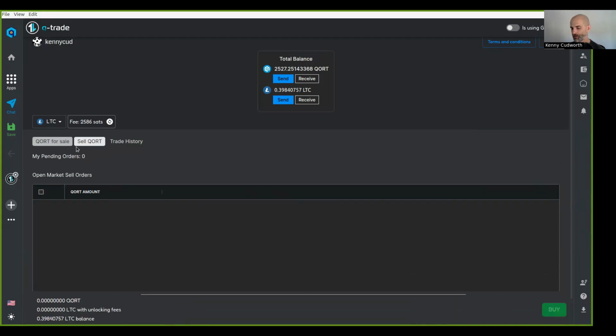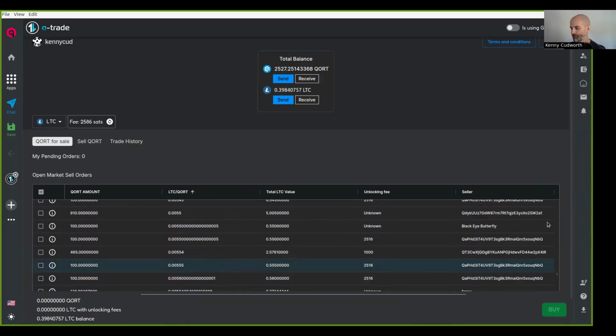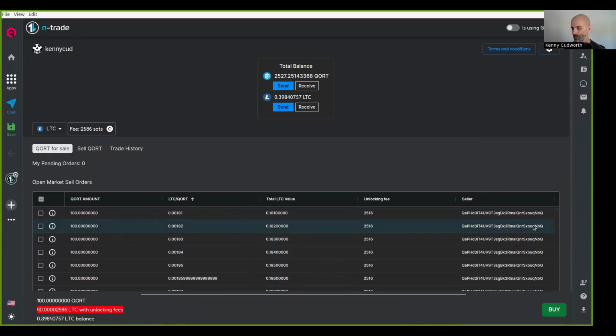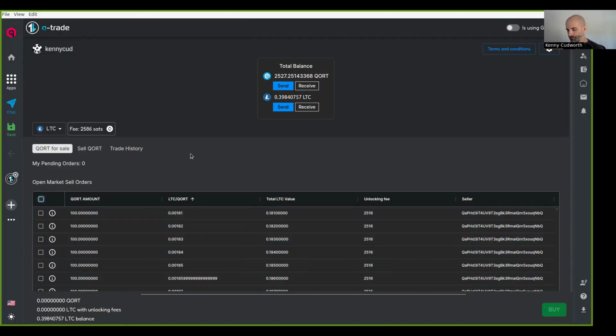Okay, so now we're going to look at it from the buyer's perspective. I'm going to scroll all the way up to the top again, through all the sell orders right here. Okay, so now we're up here. So can I buy? Okay, so I have enough Litecoin here to buy this first trade, and as you can see, they are requiring an unlocking fee of 2,516, which is less than the fee that I'm using, so I am able to buy it.